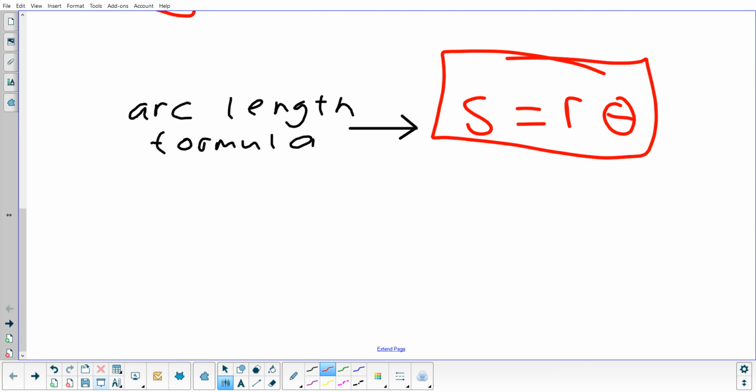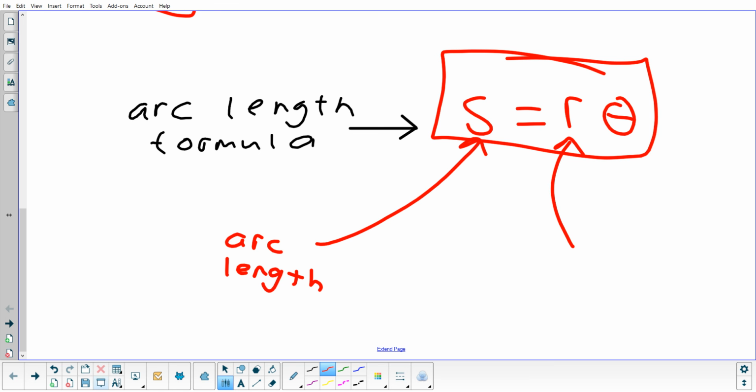So, 3 variables in that formula. S is your arc length. R is the radius of your circle. And what did we say theta stands for, any Greek letter? It usually represents, Jade? An unknown angle. Yep, it represents an angle.